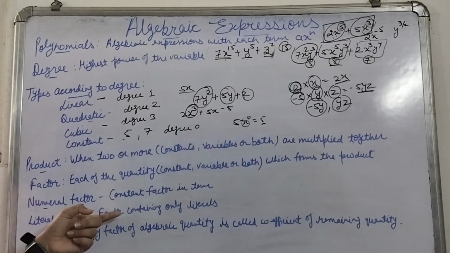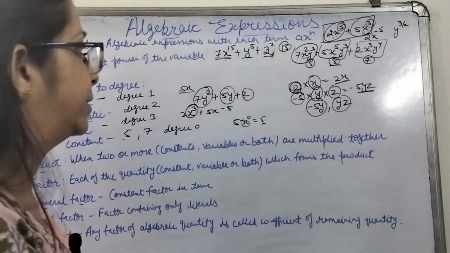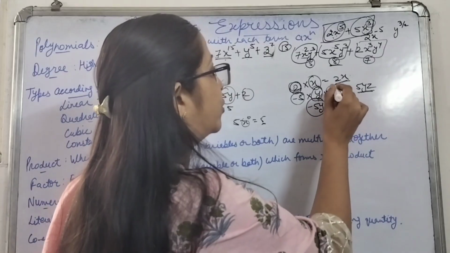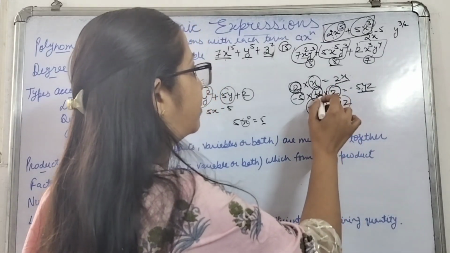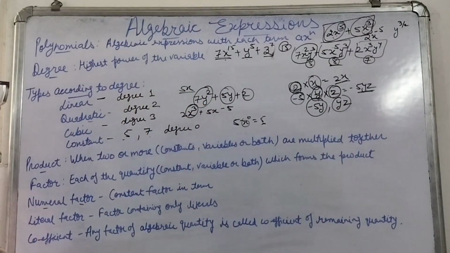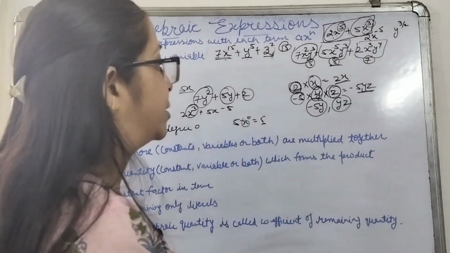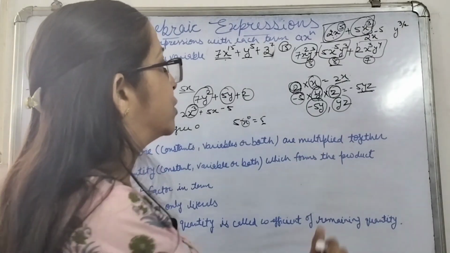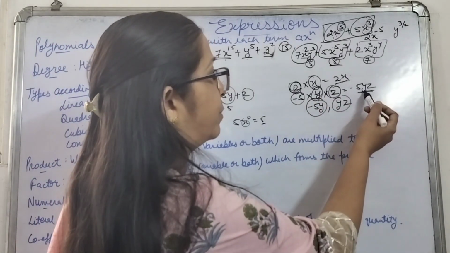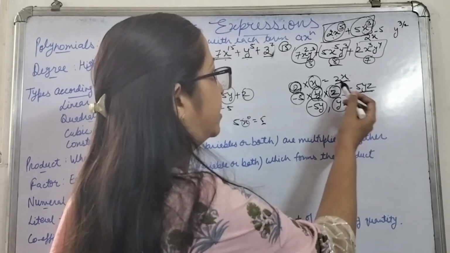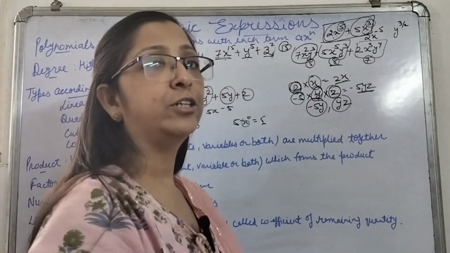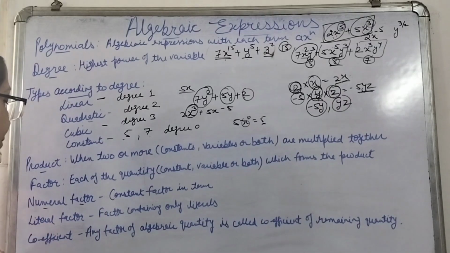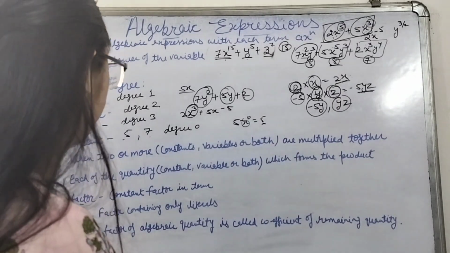Literal factors are the factors containing only literals, like y, which has only a literal, and z, which has only a literal. These types of factors are known as literal factors. Factors having only literals, only variables, are known as literal factors. So y is a literal factor for minus 5yz, z is also a literal factor, and x will be a literal factor for 2x.